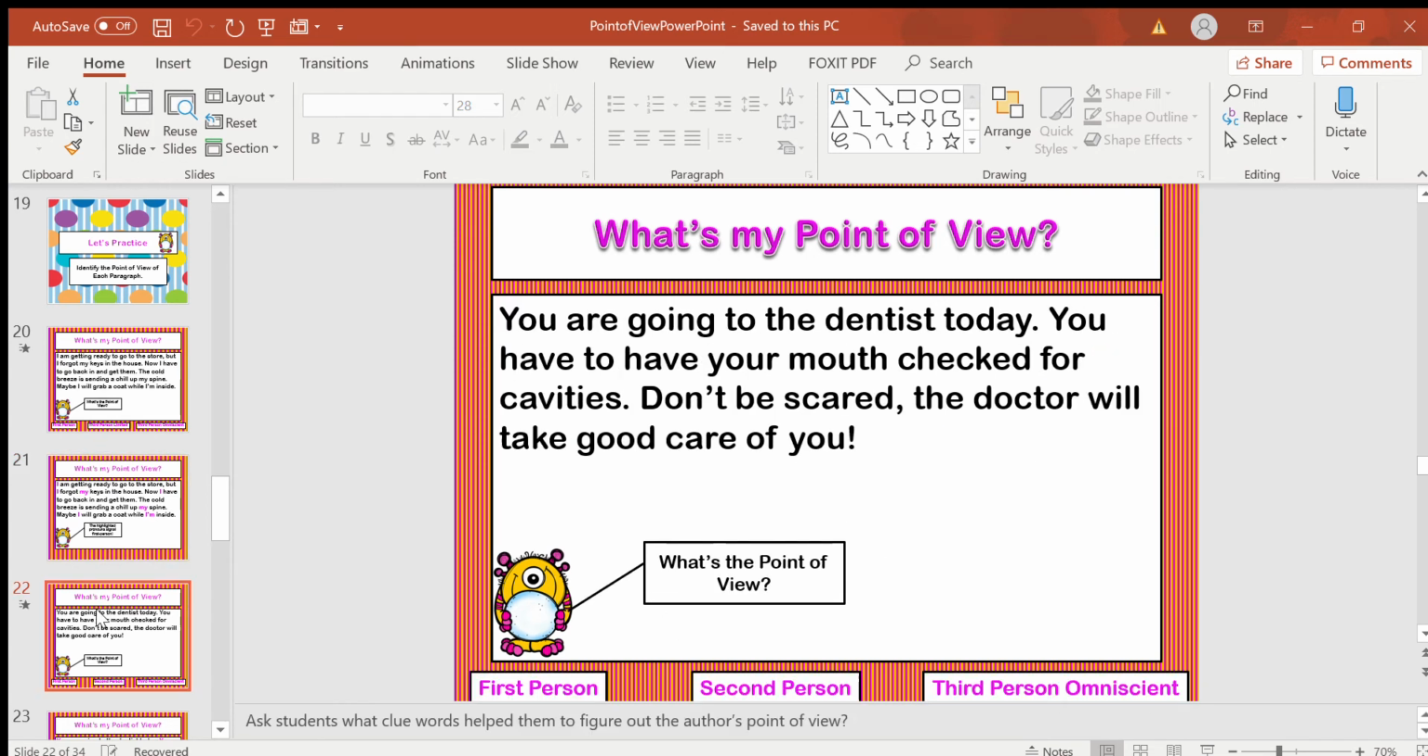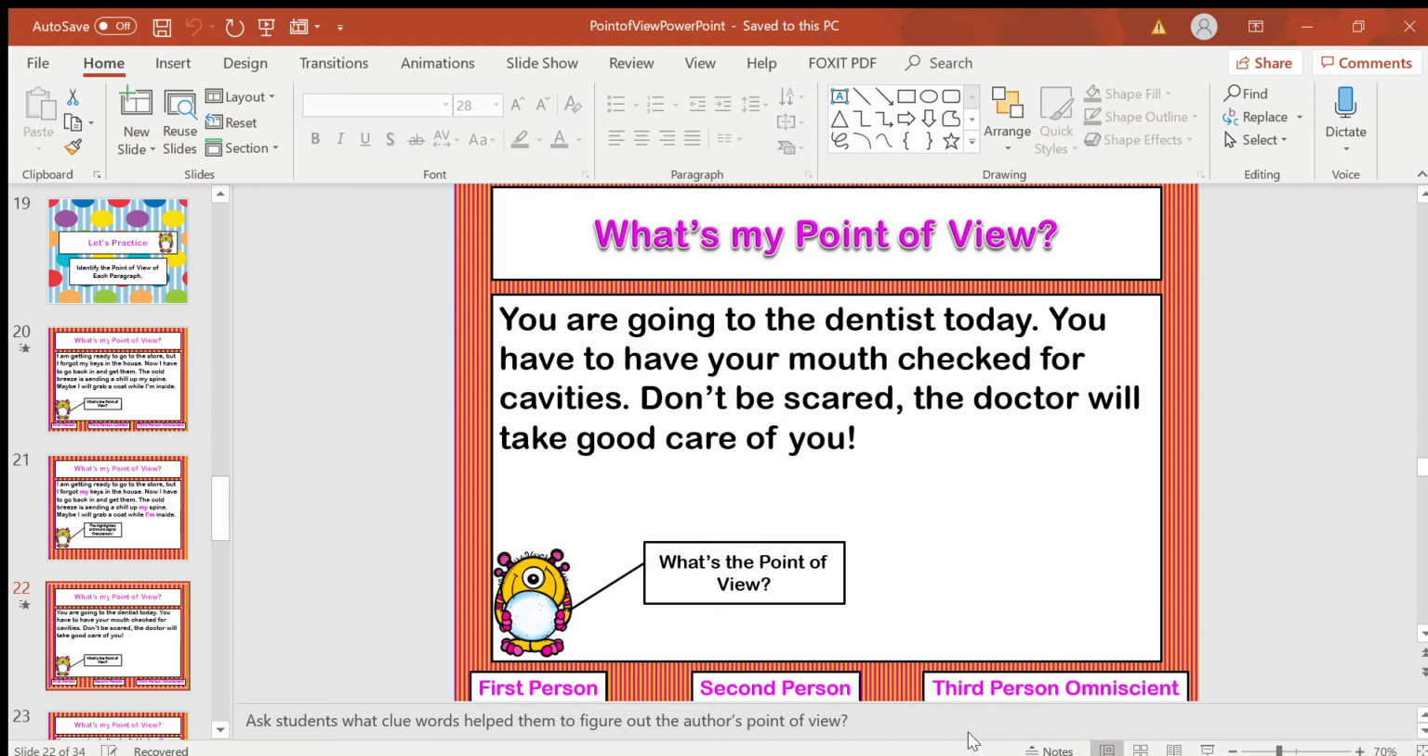Okay, next. You are going to the dentist today. You have to have your mouth checked for cavities. Don't be scared. The doctor will take good care of you. Remember what we talked about. This point of view is like someone is talking to you. It's almost like maybe a friend or your grandma or your mom or someone is talking to you when you read it. So what point of view is it? First person, second person, third person, omniscient?